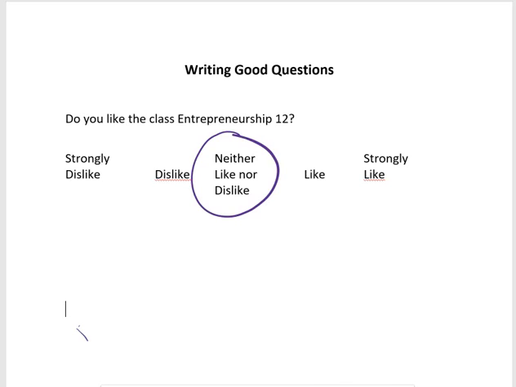Another thing you want to look at is to make sure that the question is neutral. In this case, we ask, do you like the class Entrepreneurship 12? Notice that we use a positive in the question itself. To be neutral, to be unbiased, we will add like or dislike. This will allow the person to answer in their own way. They are not pushed towards a positive or to a negative answer.